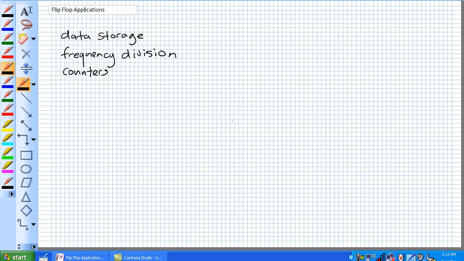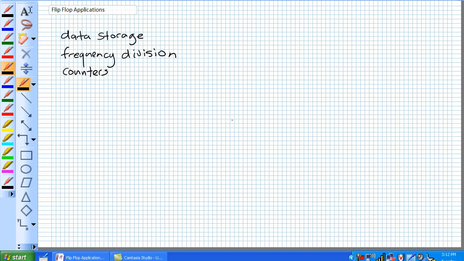Counting, no duh. Counting's an extension of memory because it always helps to remember what number you were previously at. So 1, 2, 3, oh, where the heck was I? Let me start over. Yeah, that doesn't work. Okay, let's talk about data storage.